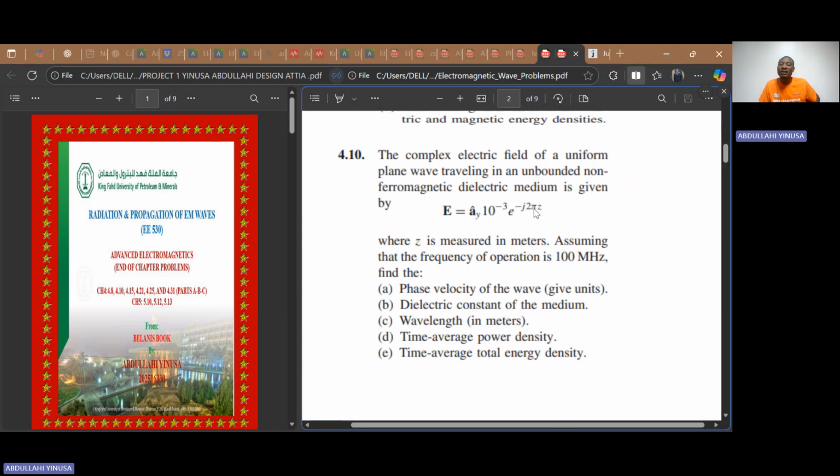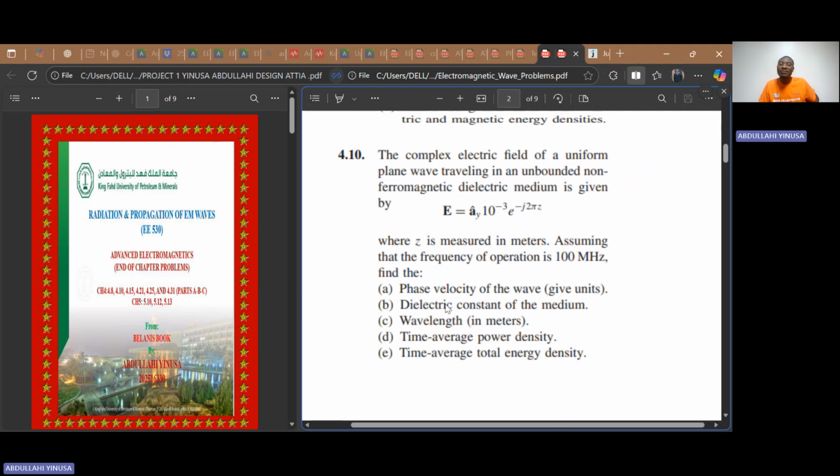And then we have been able to get our beta, which equals 2 pi. That's our beta. So from there, we can get our wavelength, since we know that our wavelength equals 2 pi over beta. Then 2 pi divided by 2 pi, that's 1 meter. That is for the C.